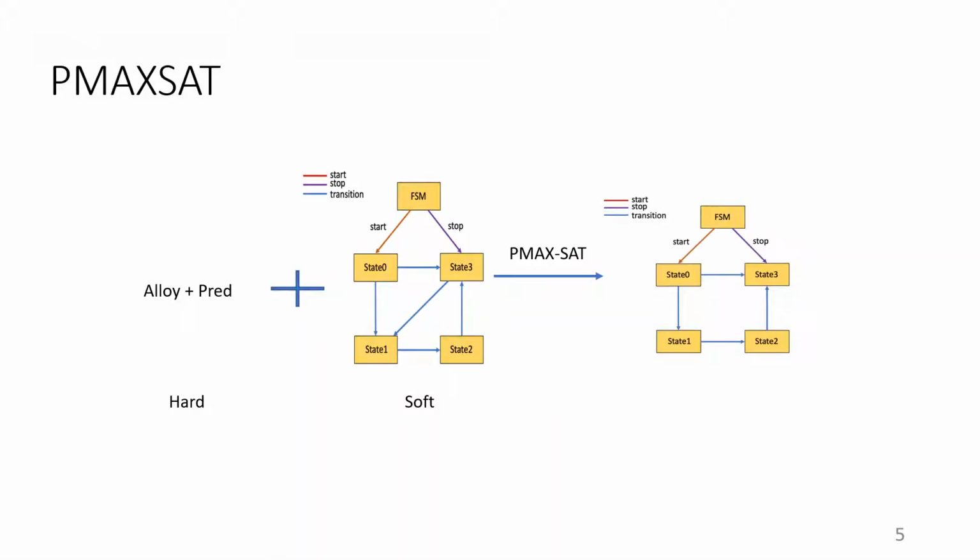So FLACK then converts the problem to a PMAX-SAT problem, in which the Alloy specification and the predicate are the hard constraints, and the counterexample is the soft constraints. And the PMAX-SAT solver tries to find a solution that satisfies all the hard constraints and as many as possible of the soft constraints. In our case, the solution would be an instance that satisfies the predicate and is most similar to the soft constraints, which is the counterexample. So in these two, we can see that the difference between them is state 3 to state 1. That's the minimal difference to make the counterexample a satisfying instance.